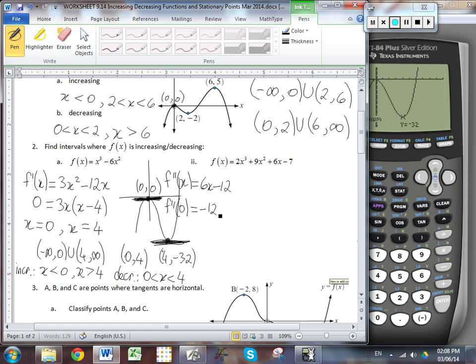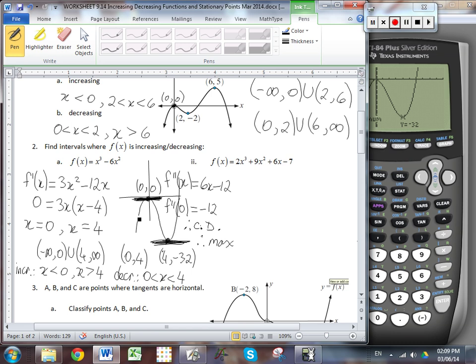And negative 12, because that's a negative value, means that it is concave down. And concave down means that it is a maximum. Look, whenever it is opening downwards, then that curvature shows us that this stationary point, the place where the first derivative was equal to 0, must be a maximum.